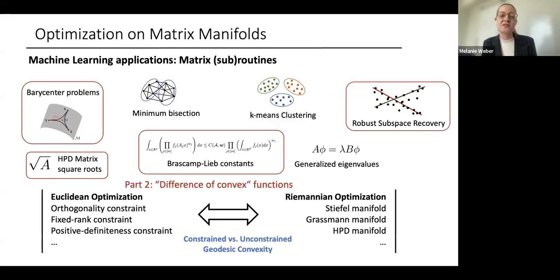In the second part of the talk, we will exploit a different structure that we find in a lot of matrix-valued optimization problems. Namely, very often our objective functions can be written as a difference of convex functions, and then we can design algorithms that particularly exploit that structure. Here again, we will make use of better convexity properties that we have in the manifold setting, and we'll show that that allows us to give precise convergence guarantees for such algorithms.